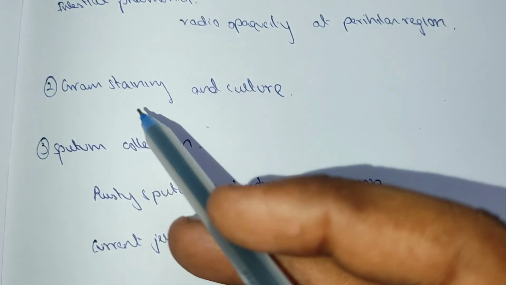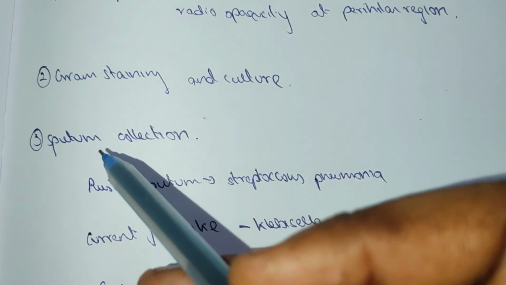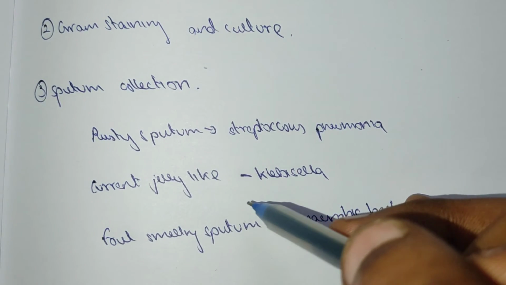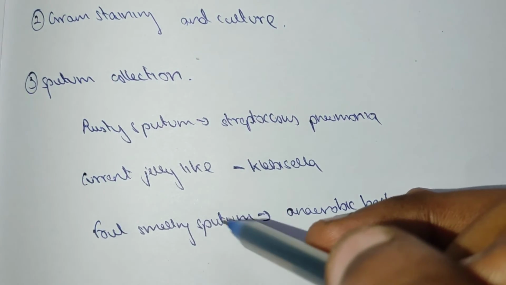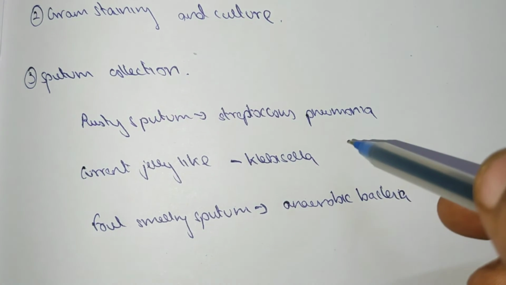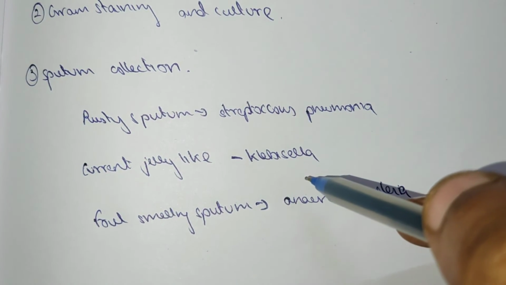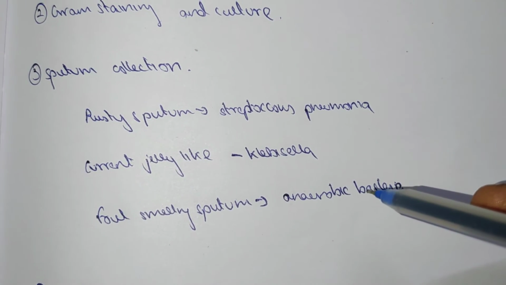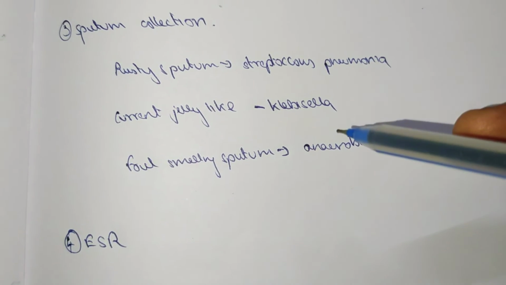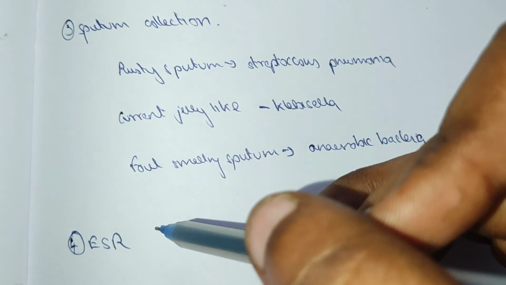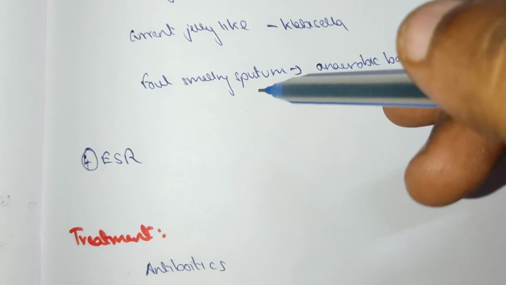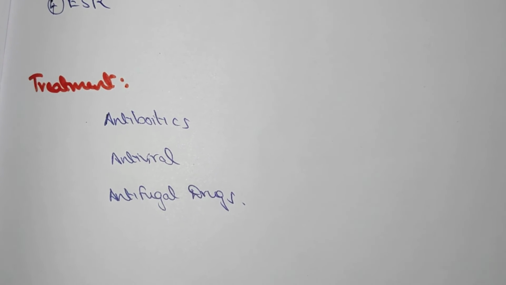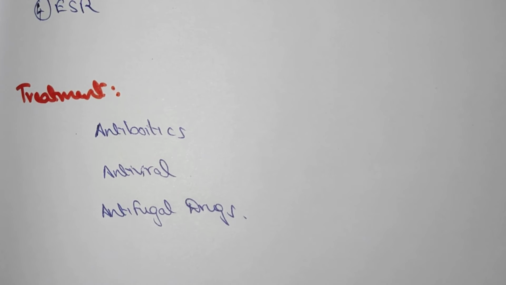The second investigation is gram staining and culture method. The third one is sputum collection: rusty sputum, currant jelly-like sputum, and foul smelling sputum. Rusty sputum is Streptococcus pneumoniae. Currant jelly-like is Klebsiella. Foul smelling sputum is anaerobic bacteria. The fourth investigation is ESR, the erythrocyte sedimentation rate. The treatment of pneumonia is antibiotics, antiviral and antifungal.